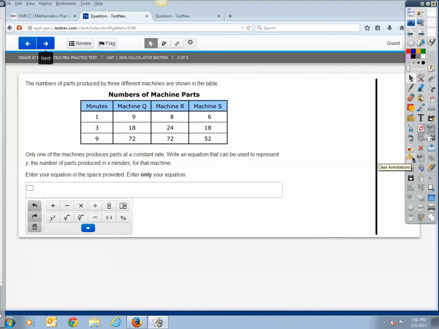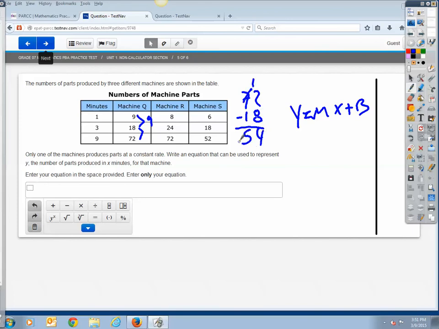The number of parts produced by 3 different machines are shown in the table. Let me see the table. Great. Then it says only one machine produces parts at a constant rate. Oh my goodness, this is nothing more than another y equals mx plus b equation. Constant rate. All right, which one has a constant rate? Well, that's a difference of 9. This is a difference a lot bigger than 9. 72 minus 18. Might as well write it out rather than do it in my head. It's a difference of 54.